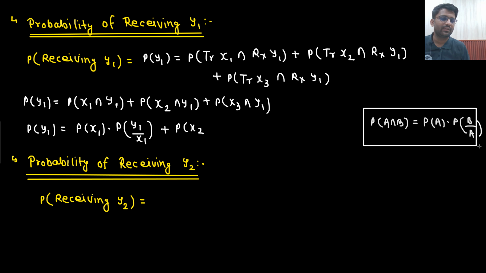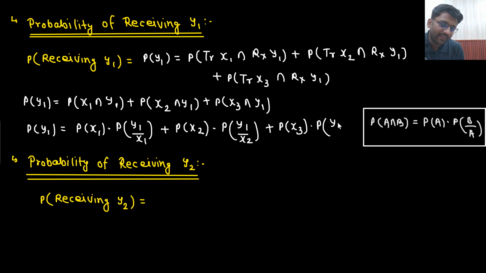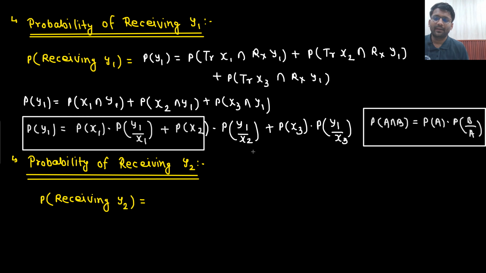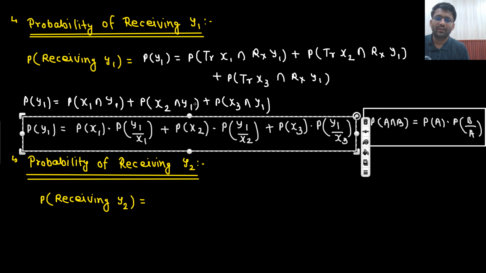This is how we write down. So a similar thing we are doing here. Probability of receiving y1: probability of transmitting x1 multiplied with the probability of receiving y1 given that x1 is already transmitted, or probability of sending x2 multiplied with the probability of receiving y1 given that x2 is already transmitted, or probability of transmitting x3 multiplied with the probability of receiving y1 given that x3 is already transmitted. There you go. This is your probability of receiving y1.